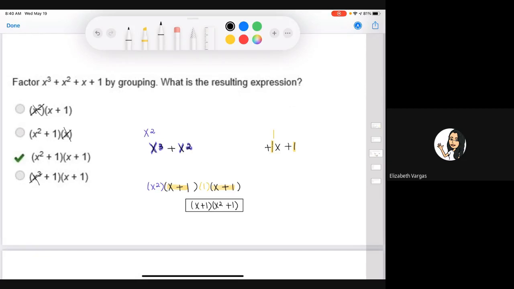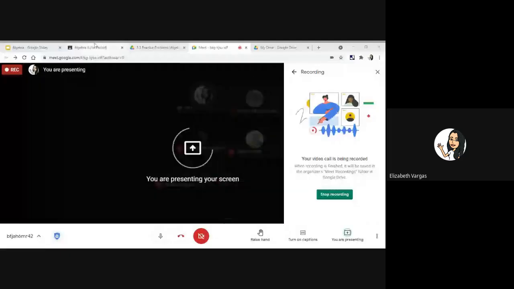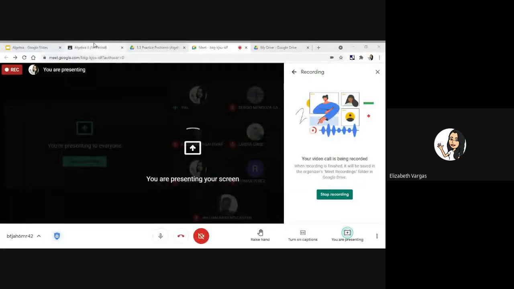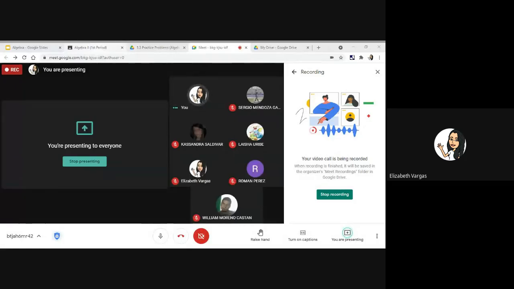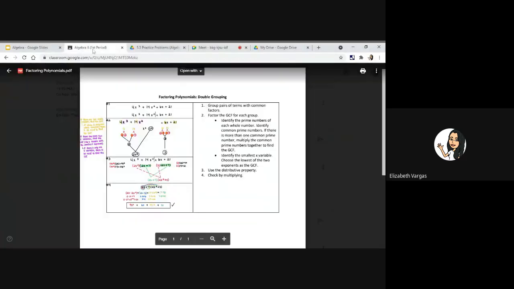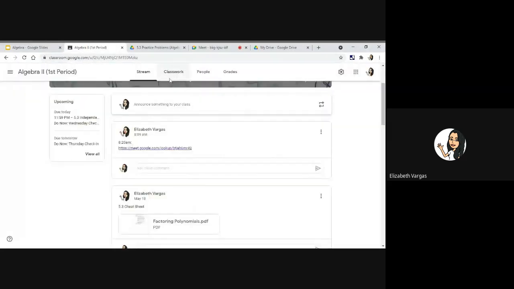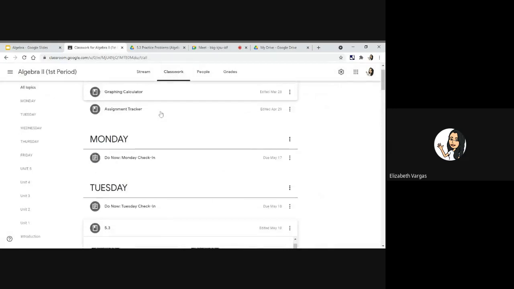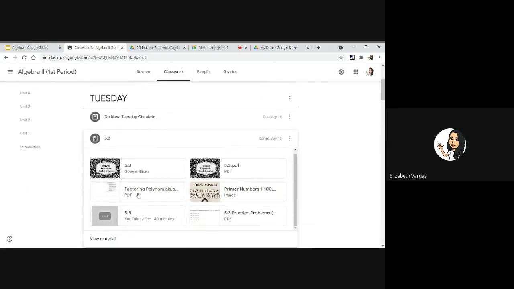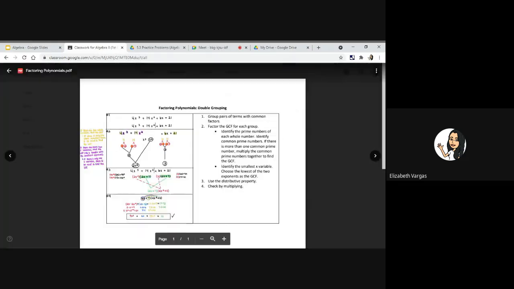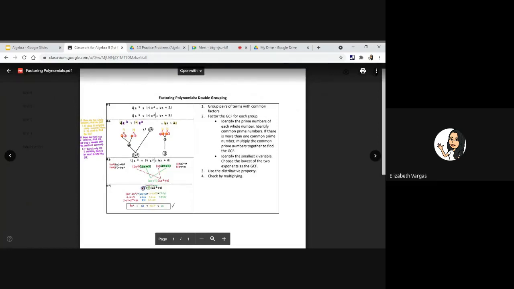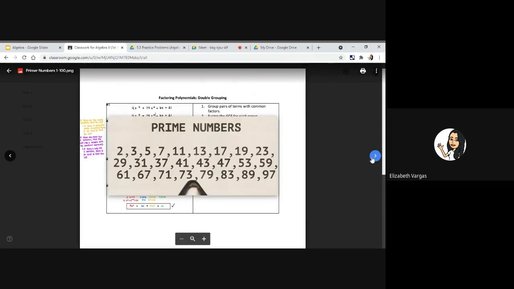Sorry, okay. If you are not 100% sure on these steps, I have listed them out for you. So you don't necessarily have to view the whole PowerPoint again. You can if you want to. If you go to the classwork tab, go back to Tuesday, you do have these steps listed out for you, what to do. This is for every polynomial that you have. So how do you factor it? You just follow these steps. Okay, so that's listed out for you.